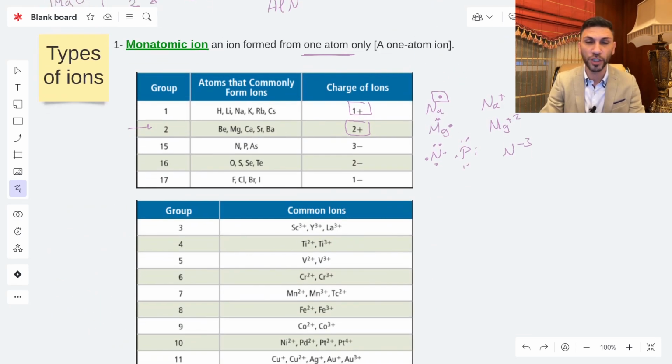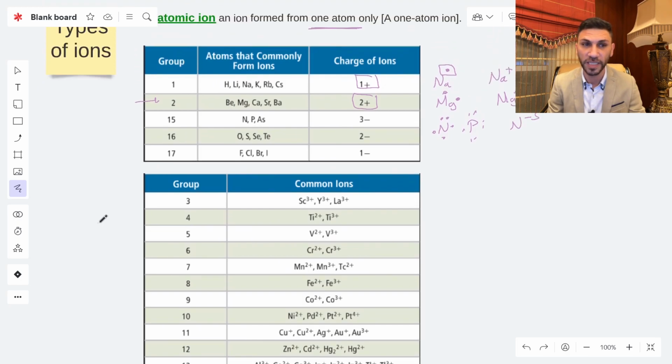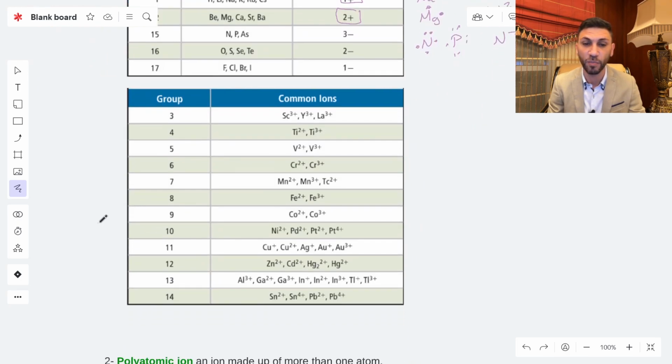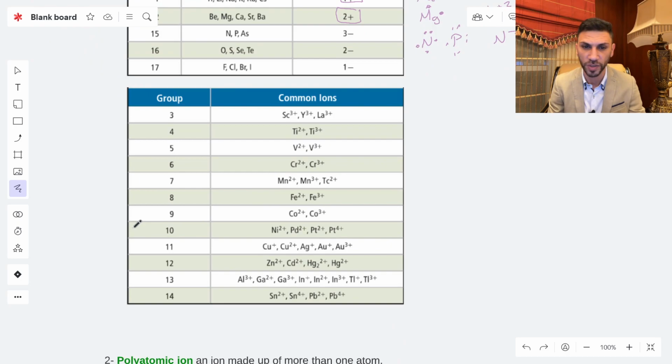So the monatomic ion consists of only one atom. It comes originally from one atom. Some of them have only a fixed charge, from group 1, group 2, and then from 15 to 17. And the transition elements or transition metals have more than one oxidation number.